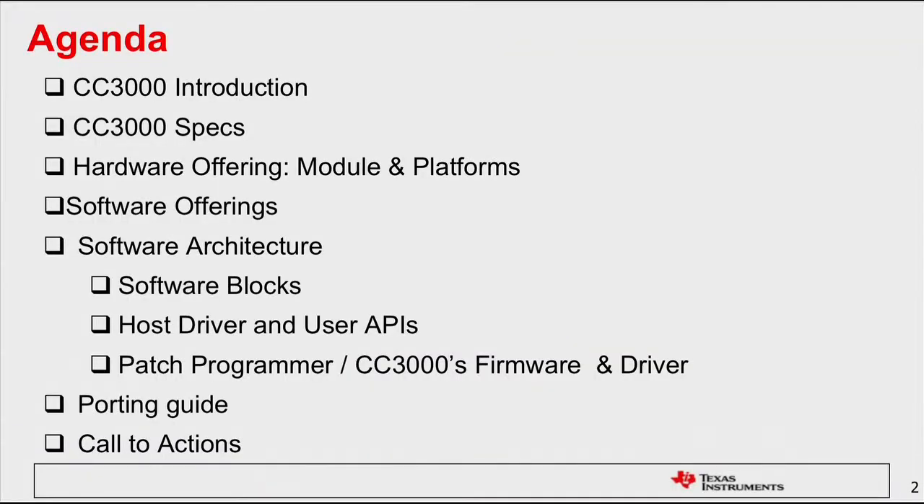So today, from an agenda perspective, we're going to talk about CC3000, an introduction to the solution itself, a little bit about the specifications, then we're going to go into the hardware offering, software offering, talk about the software architecture itself, we're going to talk about the porting guide, and then have some calls to action. So let's get started talking about the CC3000 Wi-Fi solution.